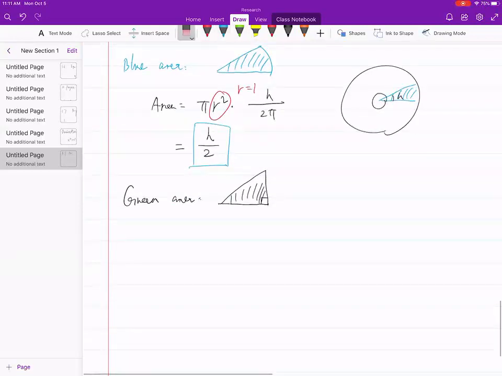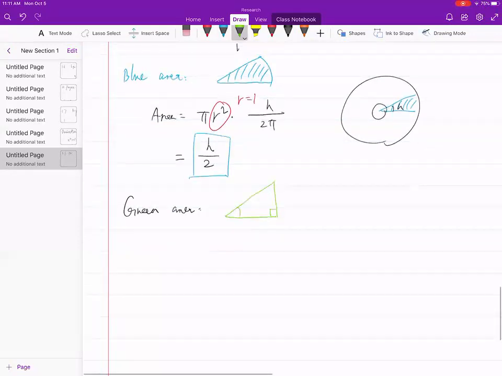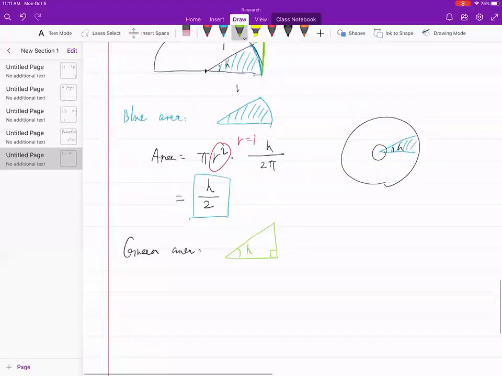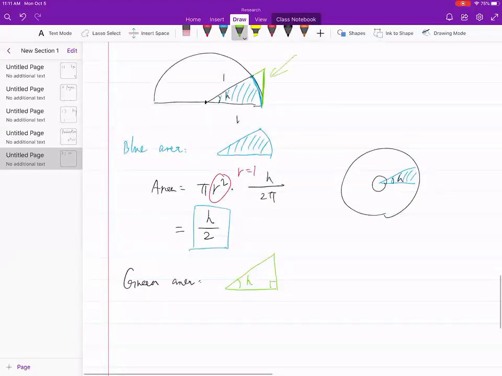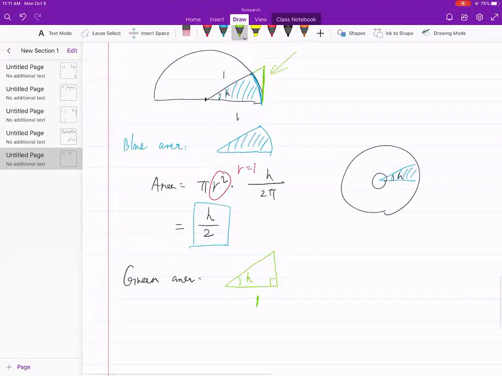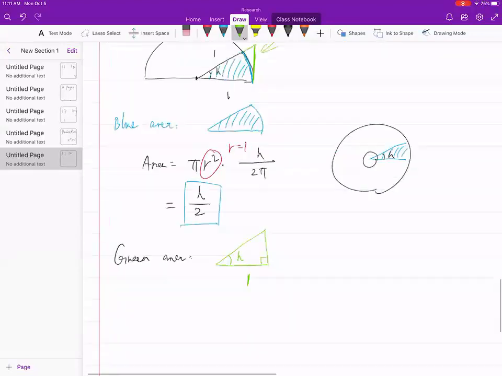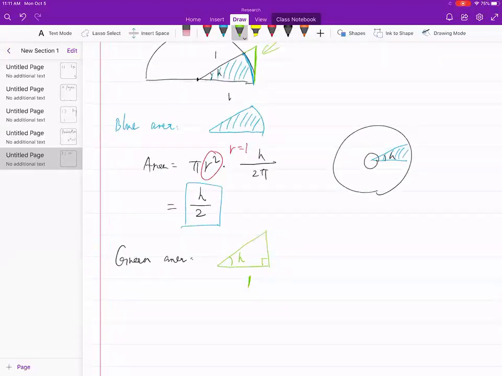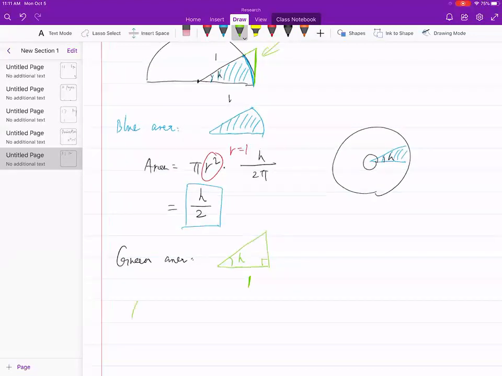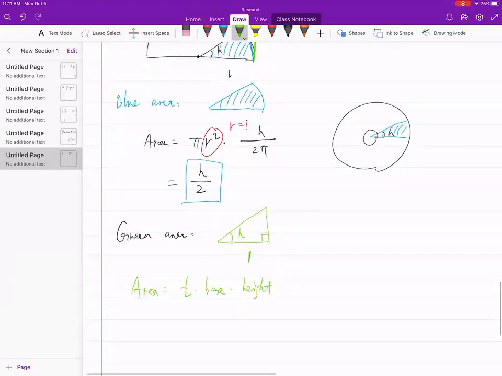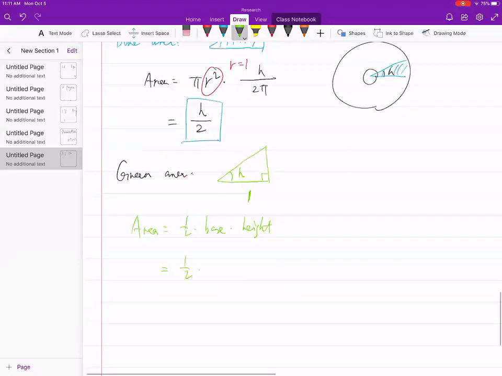Okay. Now for the area of the green, let's take a closer look. This is the green triangle. Here's h. Take a look here. You know this is 1. Sounds good? So what's the area? 1/2 base times height. All right, what is the base? The base is 1. Now, what is the height? The height is this.